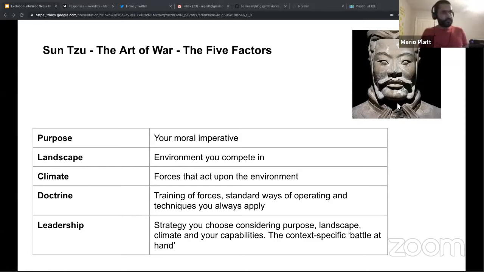Then you've got your doctrine. So doctrine is universal principles that are applicable independent of context. These are things that you can usually apply safely because you know that over time they've always been valid and they don't rely on any specific context to be valid and to be useful. So those would be the standard ways of operating, techniques that you can apply, etc.